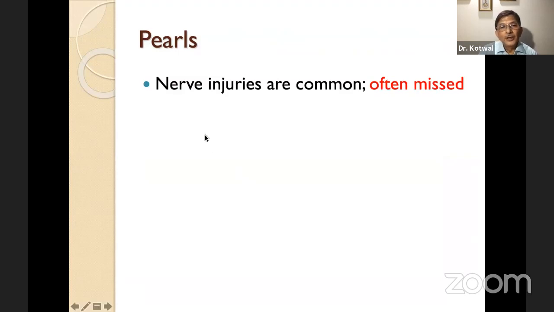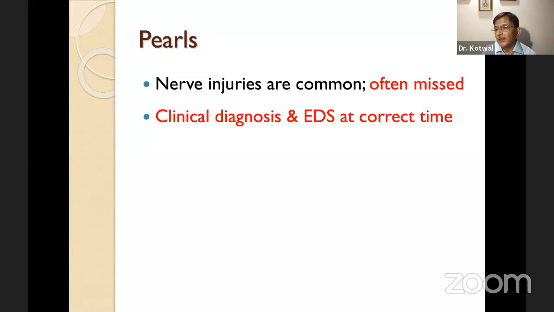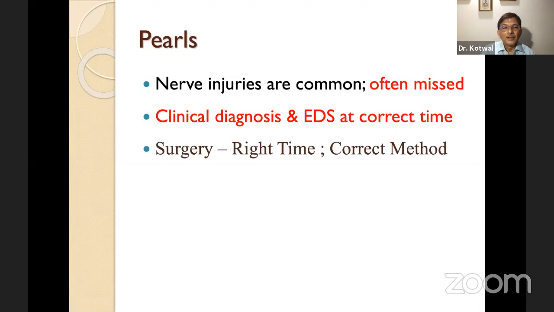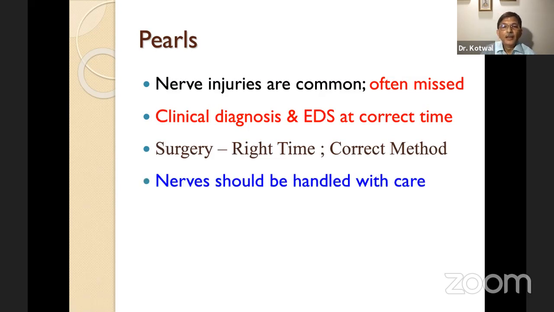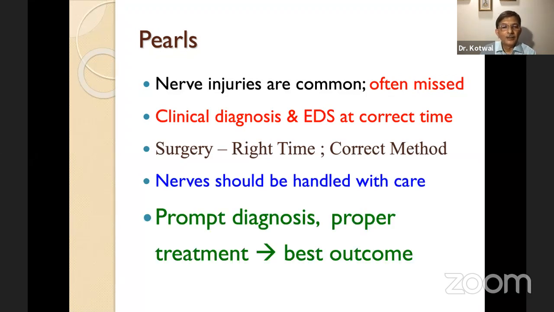So to conclude, nerve injuries are common, often missed. So the clinical diagnosis and electrodiagnostic studies should be done at the correct time. The surgery also should be at the right time, and choose the correct method for treatment. Nerves should be handled with care, because you should not give too much surgical trauma while handling them. Otherwise, there will be more fibrosis and neuroma formation will occur because of poor handling of the nerves. So to conclude, prompt diagnosis and proper treatment can help you get.